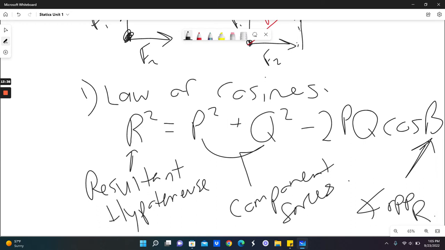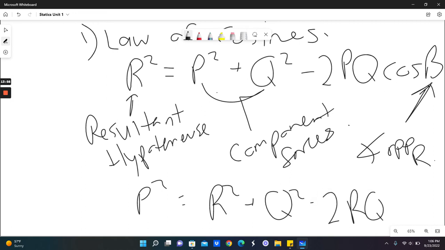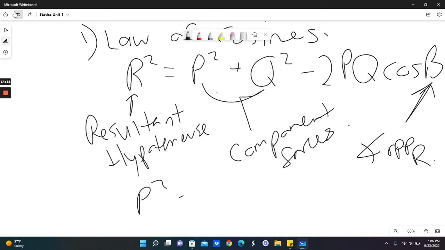I mentioned briefly in class that we could change the format of this law of cosines. We could switch the place of one of the resultant force and one of the component forces. So in other words, we could have P squared equals R squared plus Q squared minus 2RQ cosine alpha, as long as alpha is opposite P. So this isn't exclusive to just the form of the equation that we have above with R separate, but this is the one that we use the most often in our class.